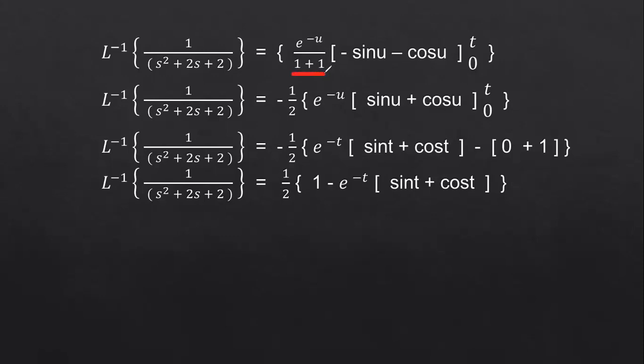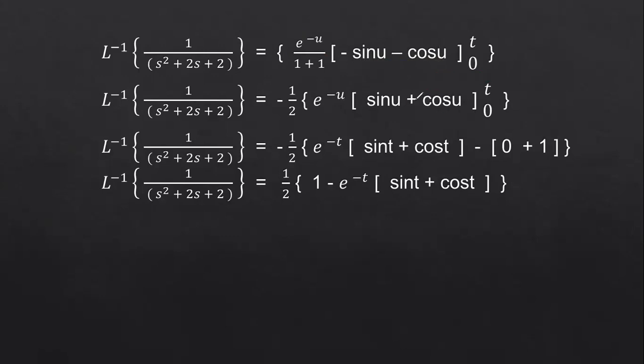So here in the denominator, 2 is a constant which can be taken outside. In both these terms you will have the minus, so you have to take this minus term as common and keep it outside, that is minus 1 by 2 into e power minus u sine u plus cos u. Now apply the upper limit in this and the lower limit in this.